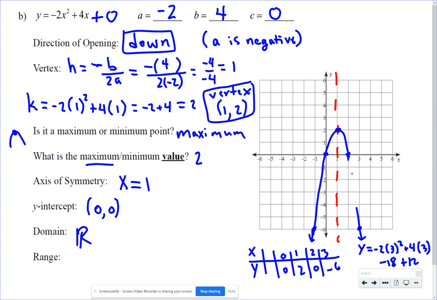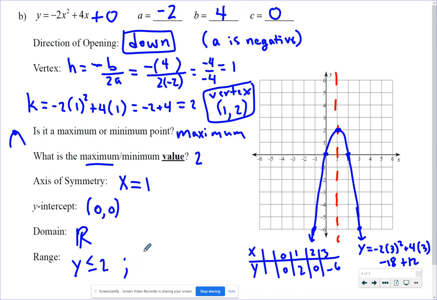Okay, so there is our quadratic function. Now the range. Notice the largest y value that we have is a 2, and we have all the other y values. If we follow it, it goes down forever. So the range is going to be all y values less than or equal to 2. That would be one way of writing it.